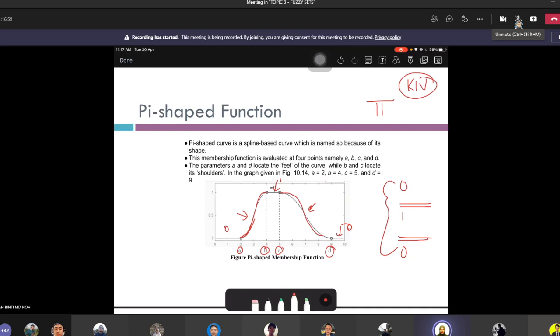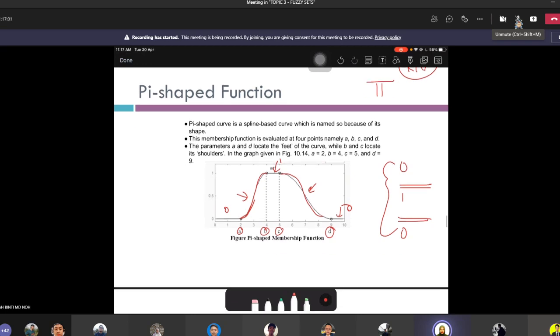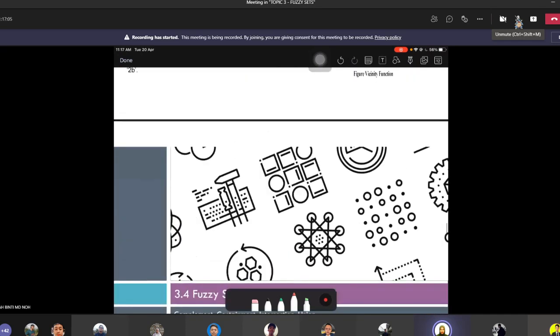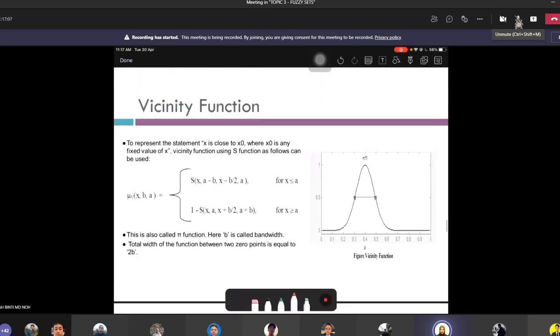Okay. Because the shape is not uniform. Nanti kita tengok dia punya function, saya tak letak kat sini. Nanti saya masukkan kemudian, tercicir. Okay. And then ada lagi satu function kita panggil vicinity function.